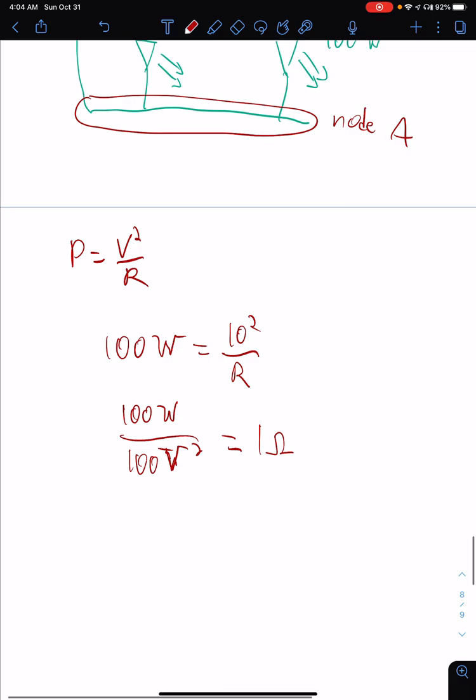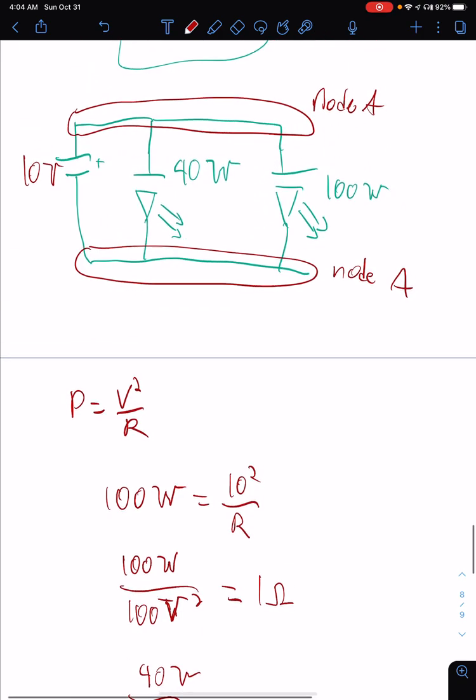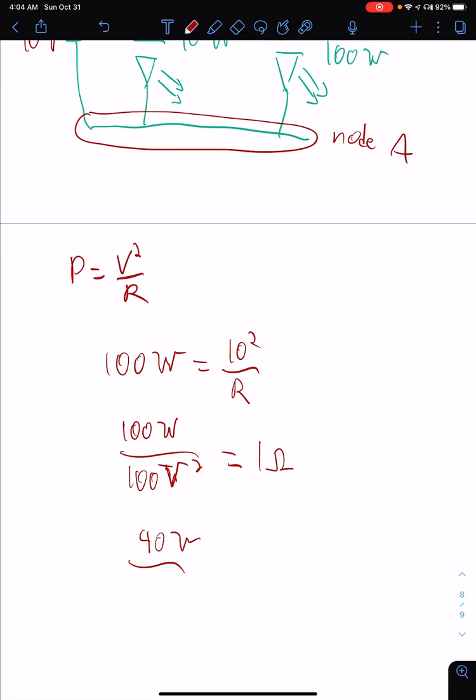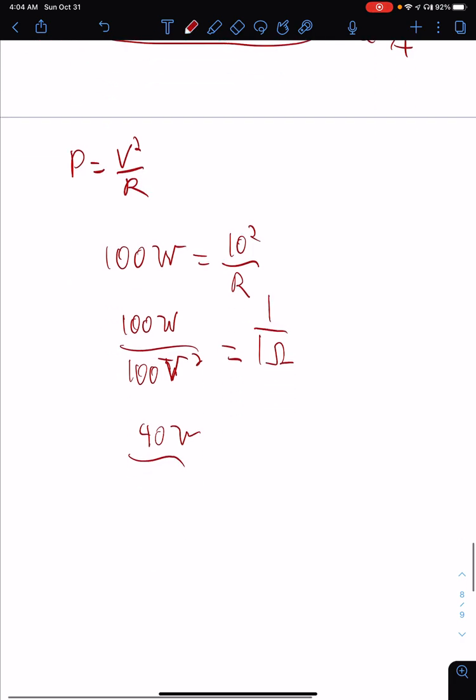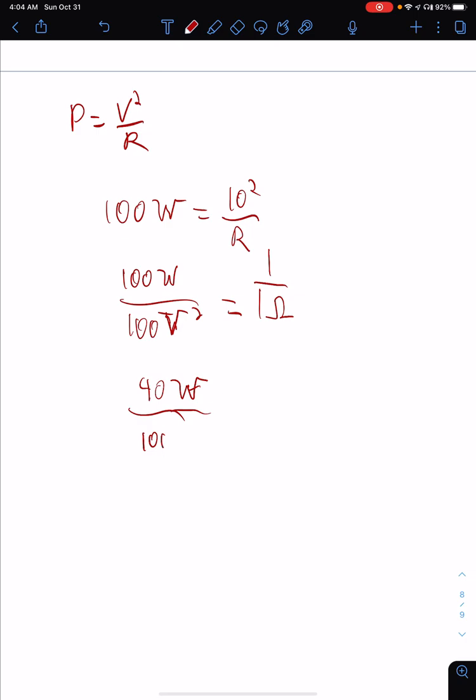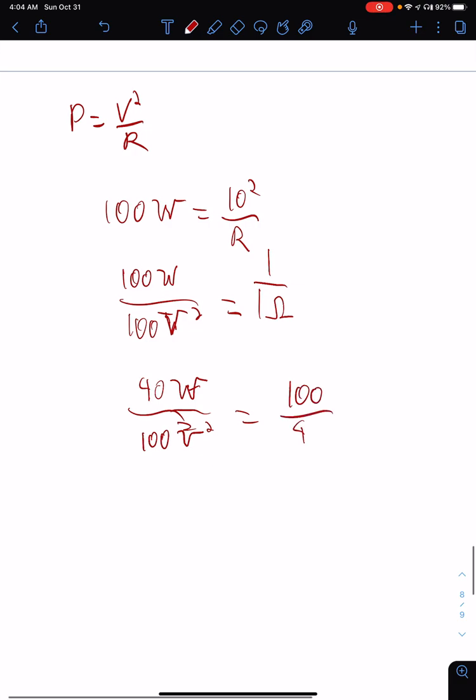And now let's do it for the 40. So 40 watts over, I rearranged my equation wrong. Oh wait, it's 1 over 1. So 40 watts over 100 volts squared, which is equal to 100 over 40, which is 2.5 ohms. And then this is 1 ohm.